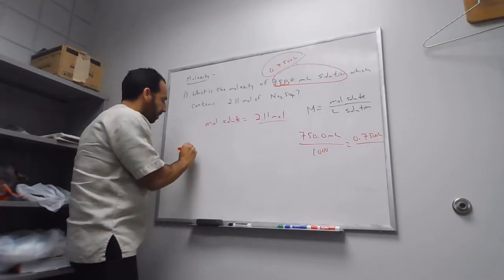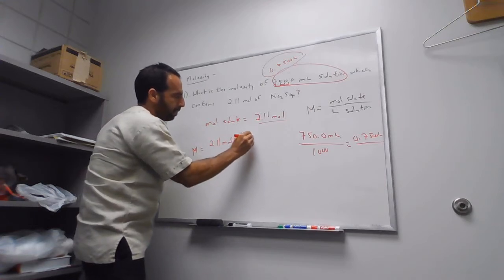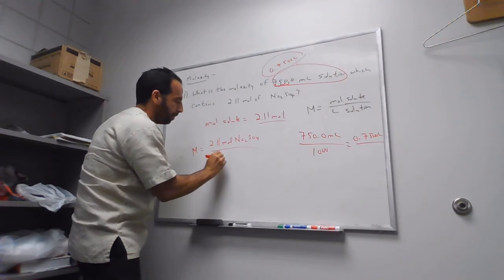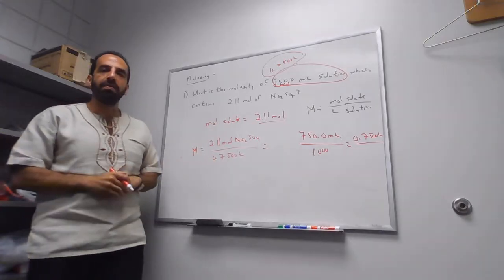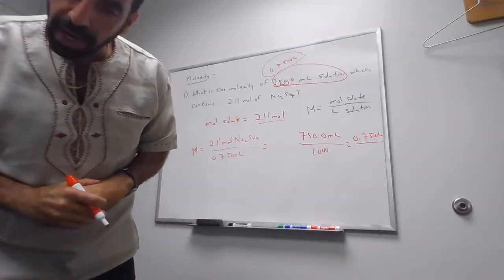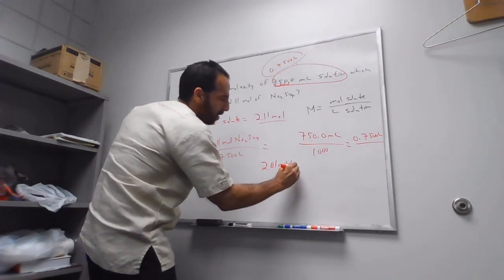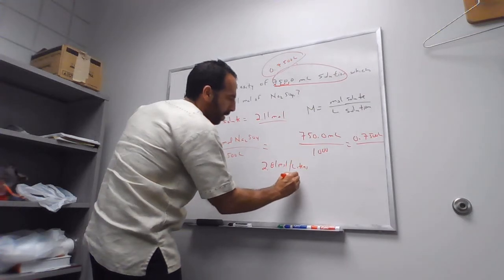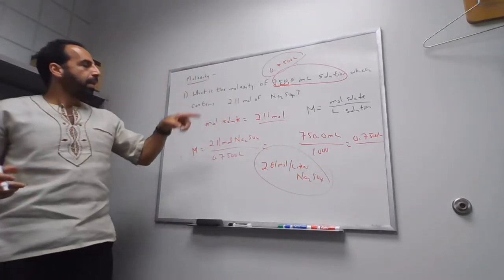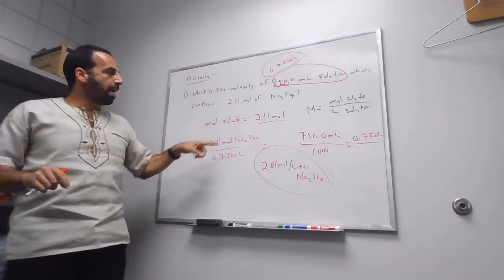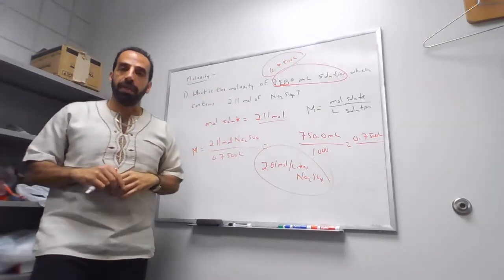So to get the molarity then, divide 2.11 moles by 0.7500 liters, and you're going to end up with 2.81 moles per liter of sodium sulfate. So again, get your moles. They gave you the moles. If they gave it to you just in grams, you have to convert it to moles using molar mass, divided by your volume in liters.